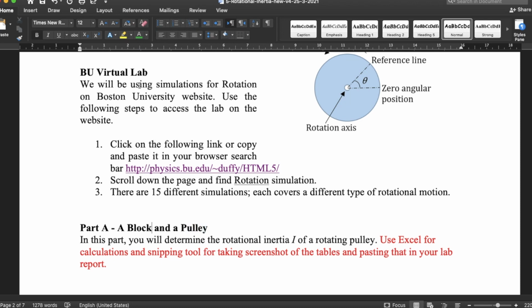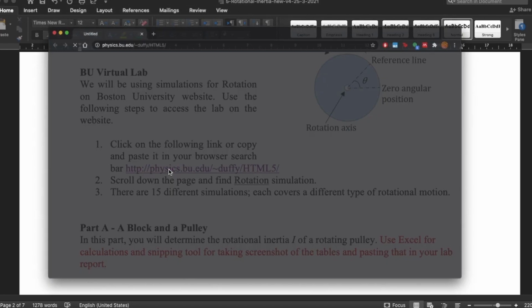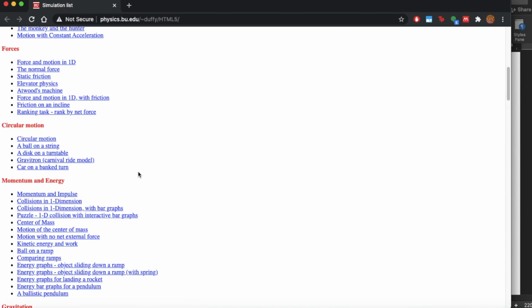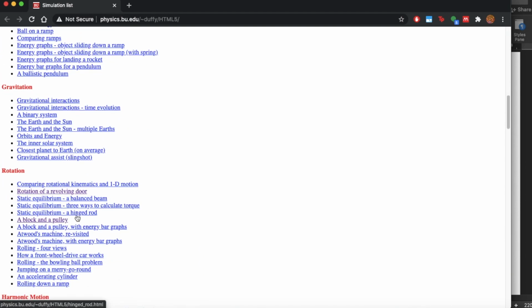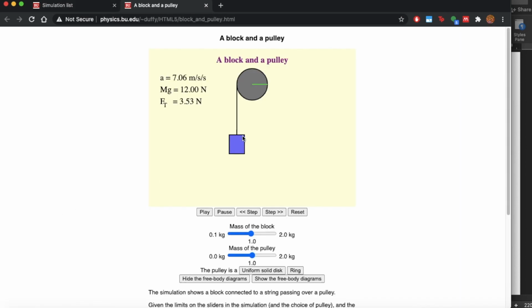And in this lab, we will use the Boston University Virtual Lab instead of PhET. So on the website, go to the rotation simulations. In part A, we'll do a block and a pulley, and in part B, we will do a rotation of a revolving door. So let's go to the block and pulley.